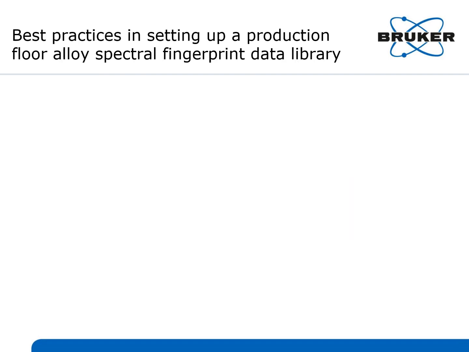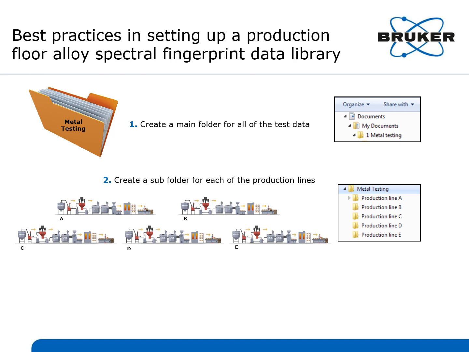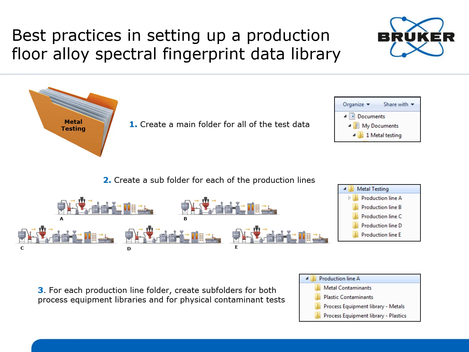Before you even start taking tests, you need to set up a spectral fingerprint data library system on a PC. Here's an example. First, in your Documents folder, create a main folder for all the test data you will be taking. Next, create a subfolder for each of the production lines on your floor. For instance, if you have 5 production lines on your floor, create a production line folder for each one.